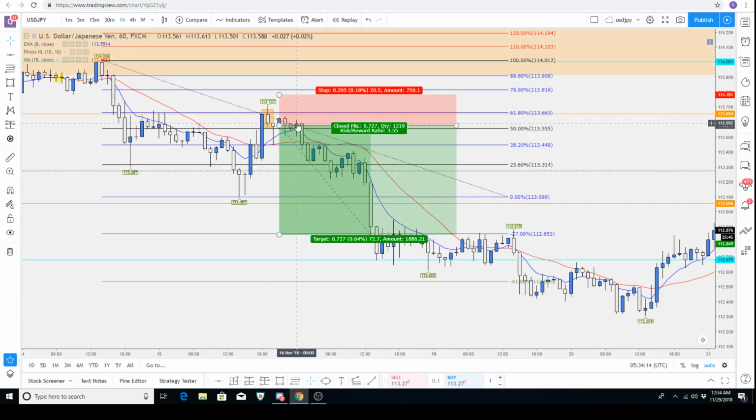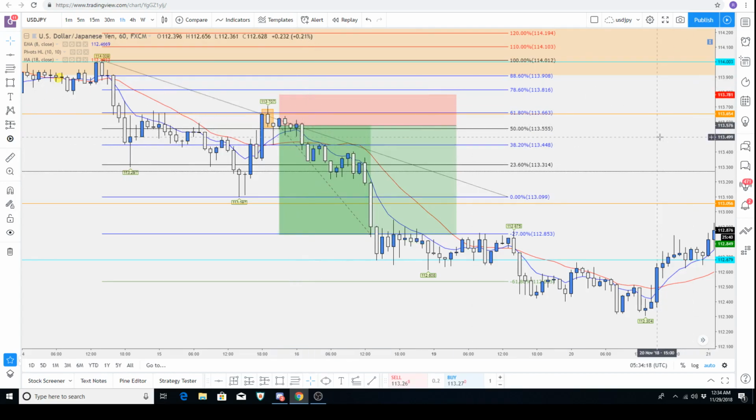Because I easily could have closed here and then would have seen this and then would have entered here, and then I just have a bigger risk. And that's not how you want to be trading. You put a stop loss there for a reason, right? Why would you close any time earlier than that? It just doesn't make any sense to me. You have to let your trades ride out.